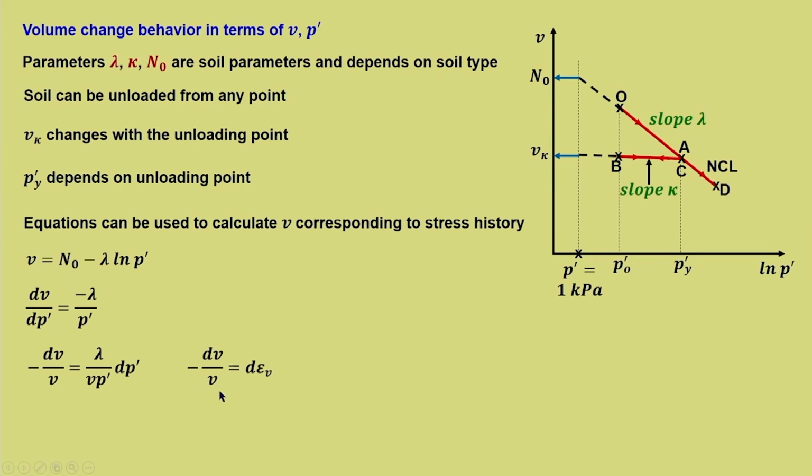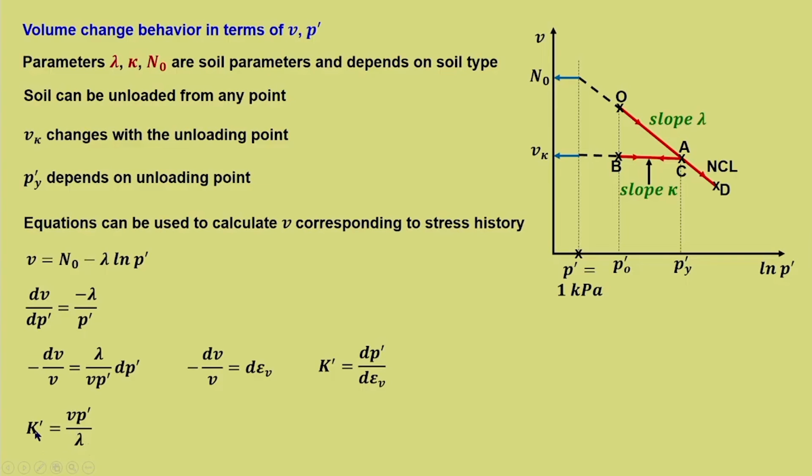Now let minus dV by V equal d epsilon V, which is the volumetric strain, and K dash. We have already written the bulk stiffness, K dash is equal to dP dash upon d epsilon V. So dP dash by d epsilon V will be K dash, and this will go to this side, so this will be Vp dash by lambda. Hence K dash, the bulk stiffness, can be written as Vp dash upon lambda.